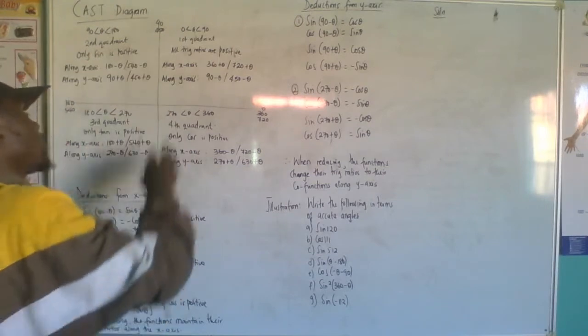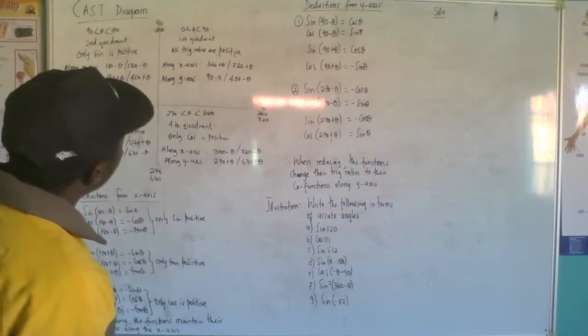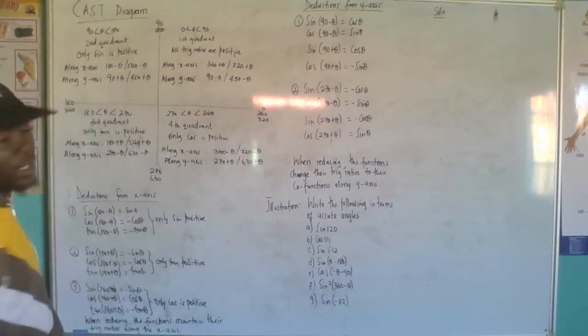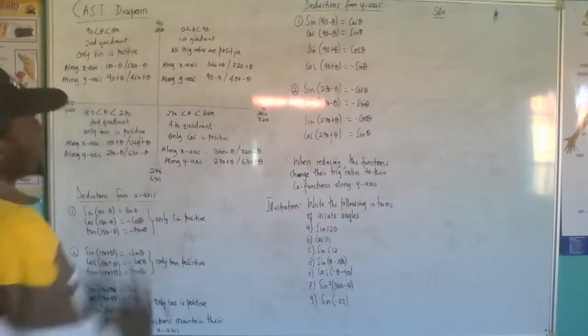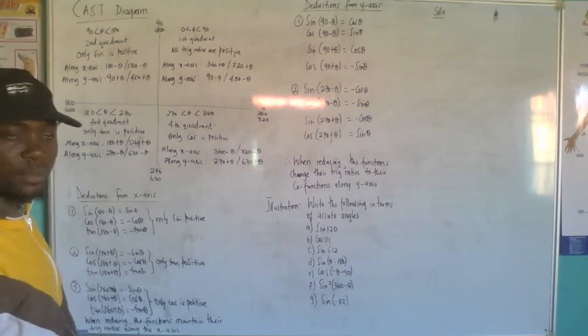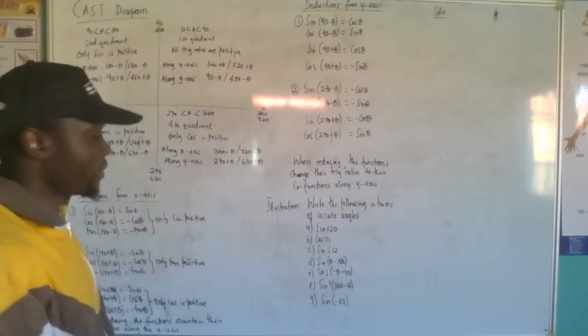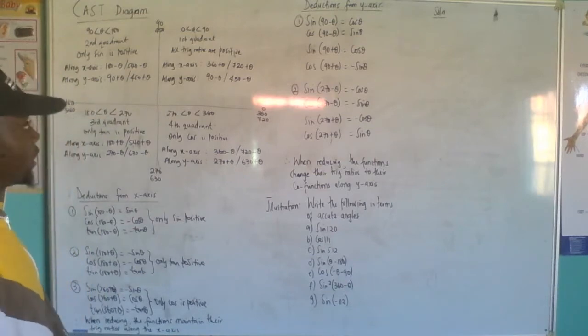In the first quadrant, we understand that all the trig ratios are positive. In the second quadrant, only sine is positive. In the third quadrant, only tan is positive. In the fourth quadrant, only cos is positive. We know all these things from grade 11.